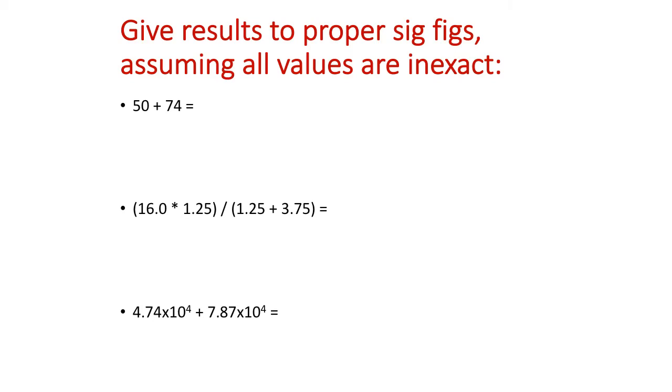All right, so from last class, I thought, before we put the results up, you're probably like, okay, we're done with sig figs, right? Let's make sure we're on the same page here, 50 plus 74. And we're assuming that all these values are inexact quantities. So you're just assuming that these are all inexact quantities and sig fig rules apply. So what should the result of 50 plus 74 be?